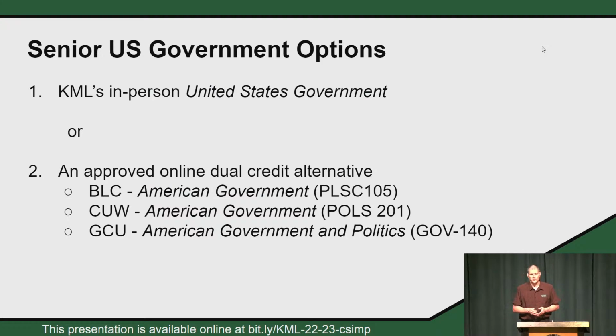Seniors also have a requirement that they have to take a U.S. government class. There are 2 main options there as well. The majority of our students take an in-person class here, United States government. But we do also offer some online dual credit options from Bethany Lutheran College, Concordia University, and Grand Canyon University that are all acceptable to replace U.S. government.